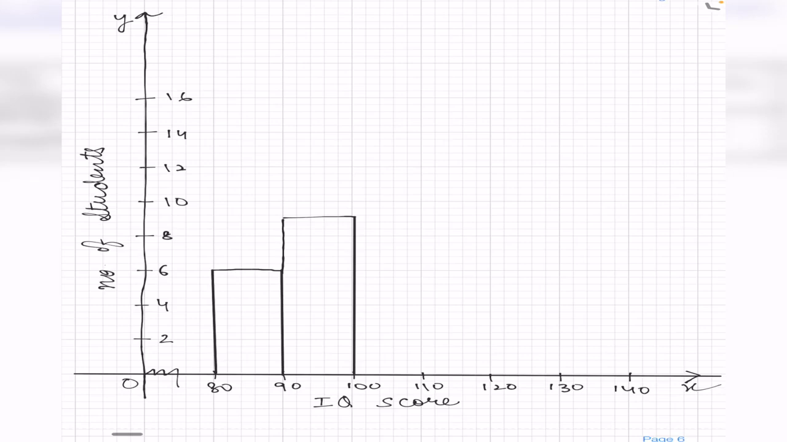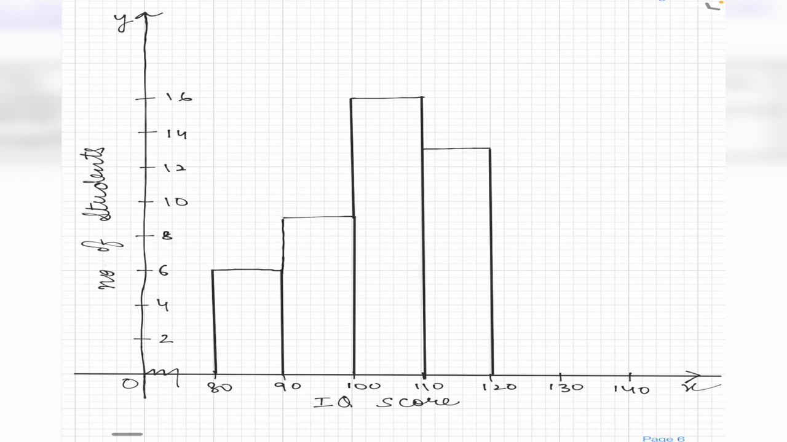This is 9. Next is 16. Next frequency is 13. Histogram bars are attached to each other. Next frequency is 4, and the last frequency is 2. So this is our histogram. Now see how to find out the mode with the help of the histogram.